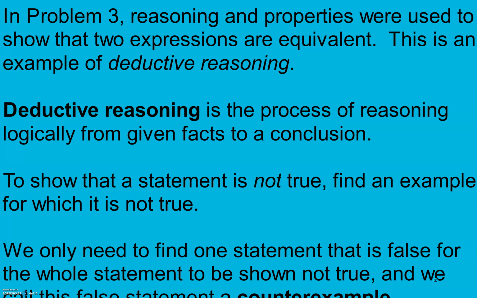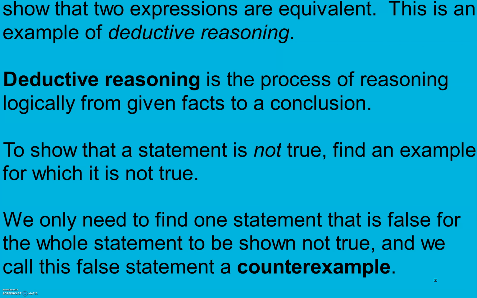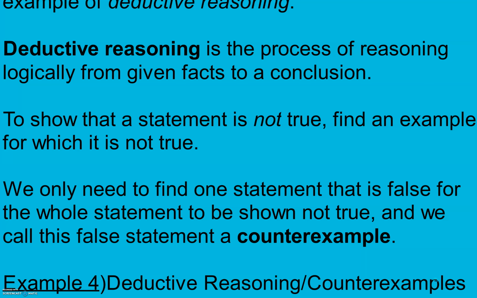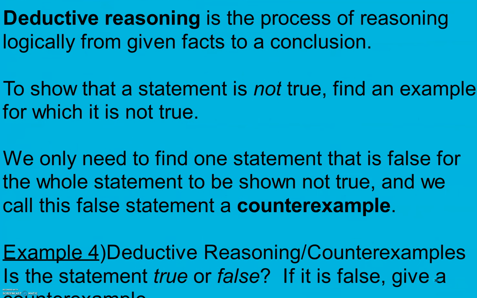Continuing on in section 1.4, in problem 3, reasoning and properties were used to show that two expressions are equivalent. This is an example of deductive reasoning. Deductive reasoning is the process of reasoning logically from given facts to a conclusion. To show that a statement is not true, find an example for which it is not true. We only need to find one statement that is false for the whole statement to be shown not true, and we call this false statement a counterexample.